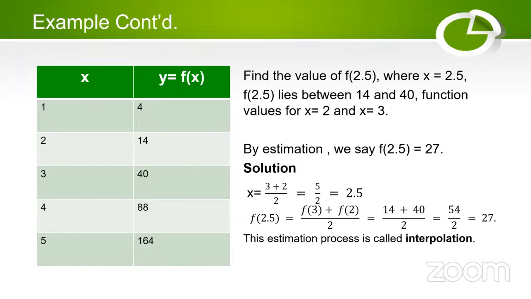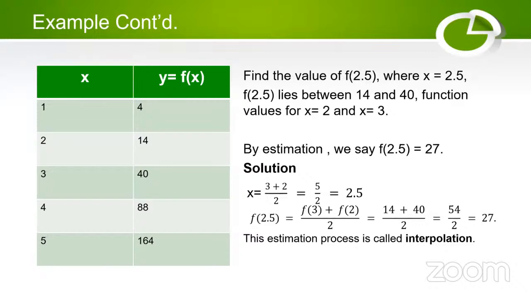Looking at this table, this data can be calculated by estimation. We know that the midpoint between 1 and 2 is 1.5. You can say the midpoint between 2 and 3 is 2.5. The midpoint between 3 and 4 is 3.5. So from there, if you are asked to find the corresponding value of our y when our s is equal to 2.5, you can just find the average of 3 and 2. Here we get our s to be equal to 2.5.